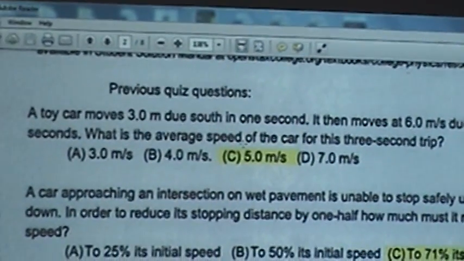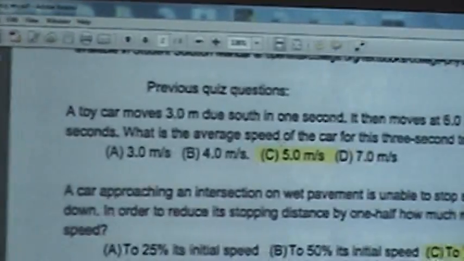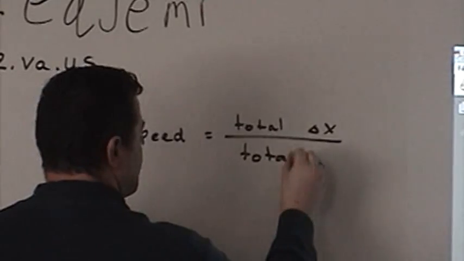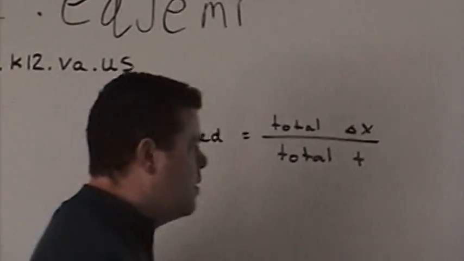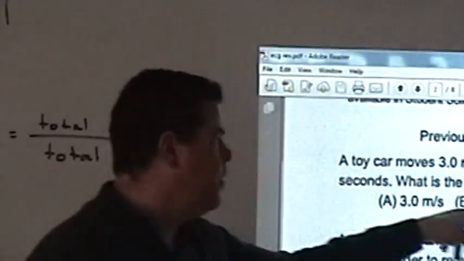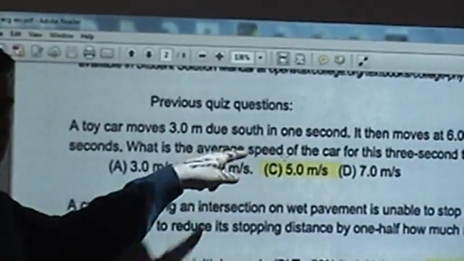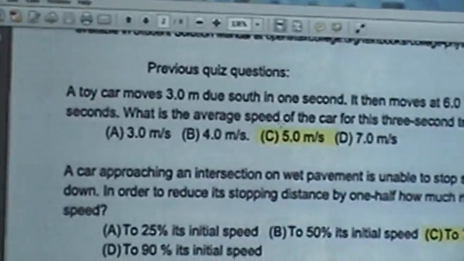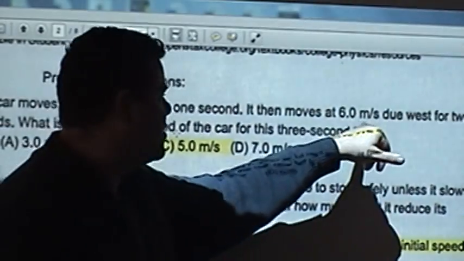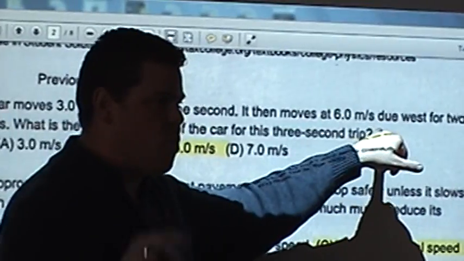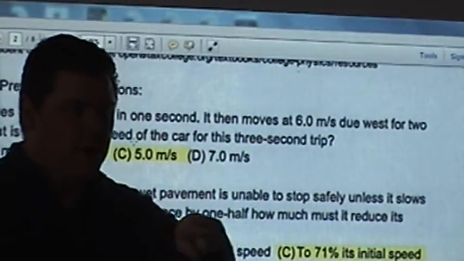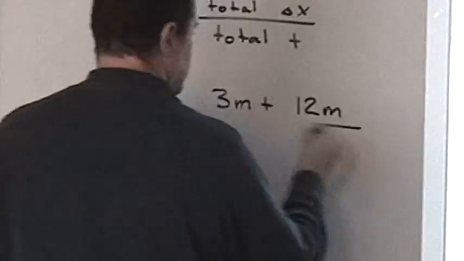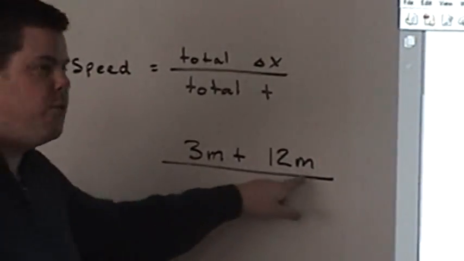Speed is when you take the total distance divided by the total time. The total distance traveled is first the 3 meters south that you went, so there's 3 meters, plus what's the distance you traveled west? If you went 6 meters per second for 2 seconds, you've gone a total of 12 meters west. So you went 3 meters south, 12 meters west.